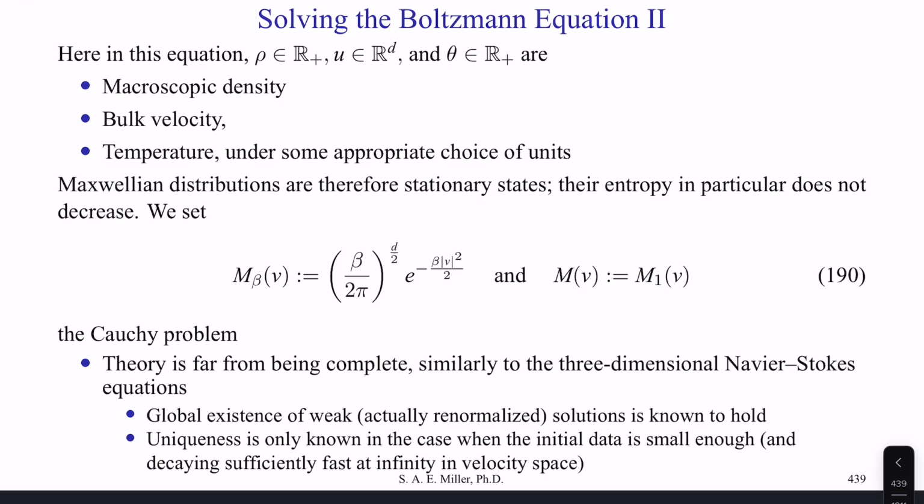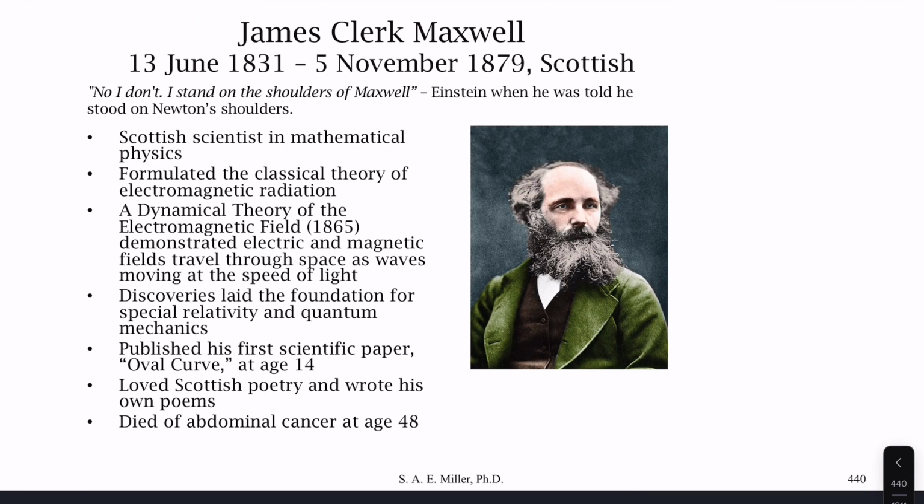This comes to the Cauchy problem. The whole theory is far from complete, and similar to the three-dimensional Navier-Stokes equations, it's incomplete. Global existence of weak or renormalized solutions is generally known to hold, and uniqueness of the solutions is only known in the case when the initial data is small enough and decaying sufficiently fast at infinity in velocity space, or very, very high values. This leads to a history slide on, of course, James Clerk Maxwell.